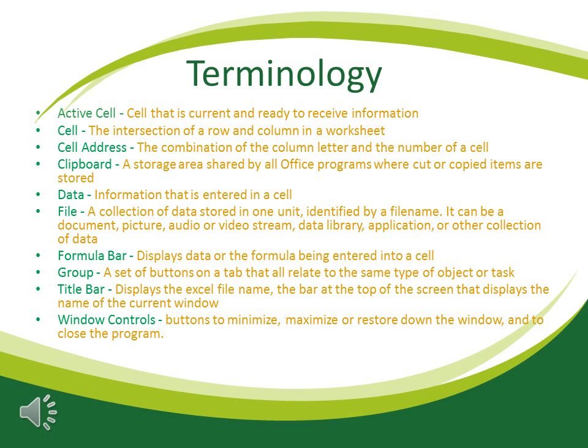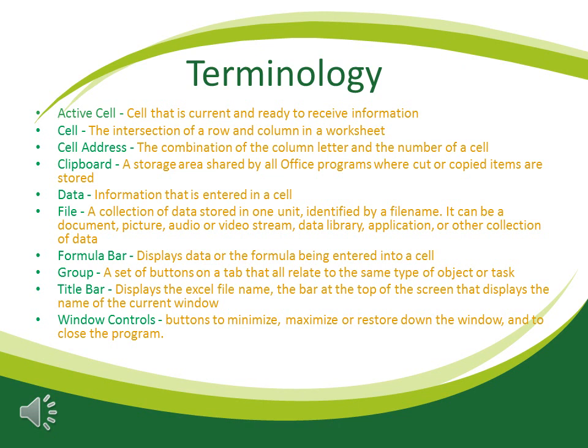with Excel. An active cell is a cell that is current and ready to receive information. A cell is the intersection of rows and columns in a worksheet. A cell address is the combination of a column letter and a number of a cell. The clipboard is a storage area shared by all Office programs where cut or copied items are stored. Data is information that is entered in a cell.